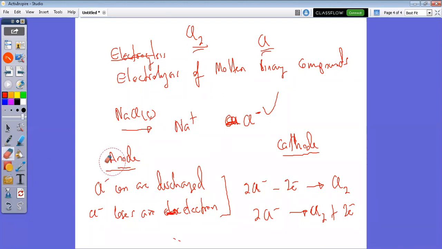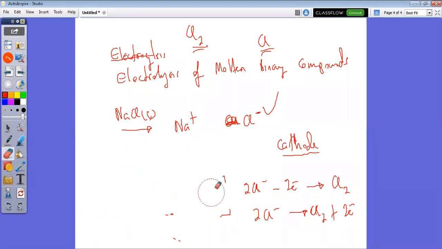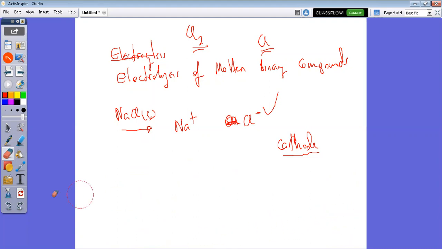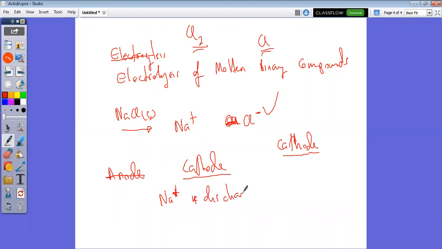Now let's look at the chemistry of what happens at the cathode. You can tell that the sodium plus ion is discharged. Plus means it has lost an electron, so the sodium plus ion is discharged and gains an electron. Gains an electron. Are we together?